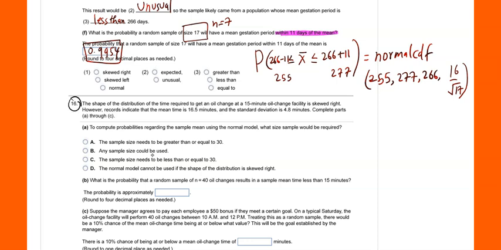Question number 16. The shape of the distribution of the time required to get an oil change at the 15-minute oil change facility is skewed right. In other words, the population is skewed right. However, records indicate that the mean time is 16.5 minutes. That's the mean of the population, which is mu, and the standard deviation of the population is 4.8, which is sigma. But again, notice that the population is not normal, it's skewed to the right. Complete parts A through C.